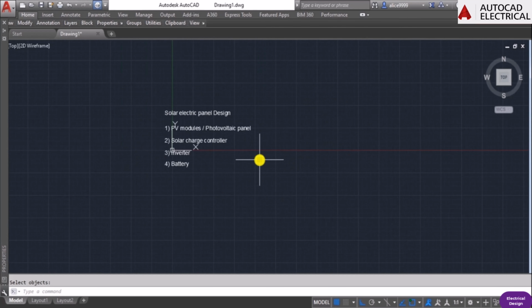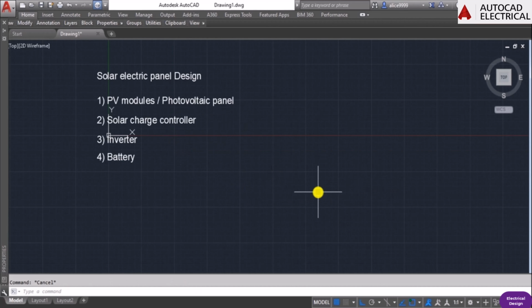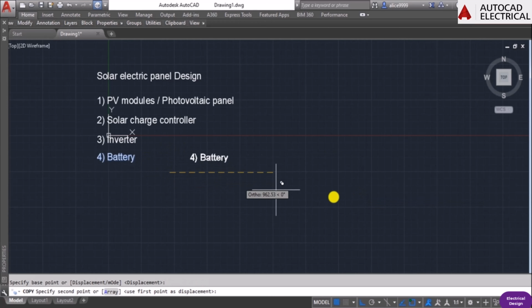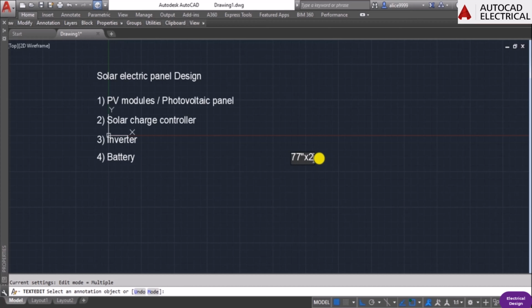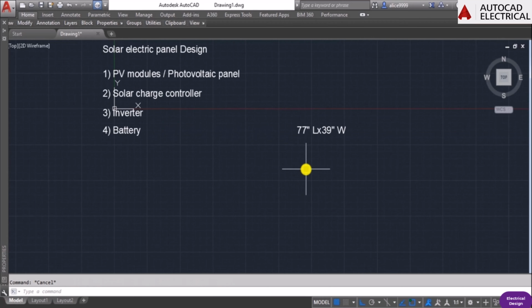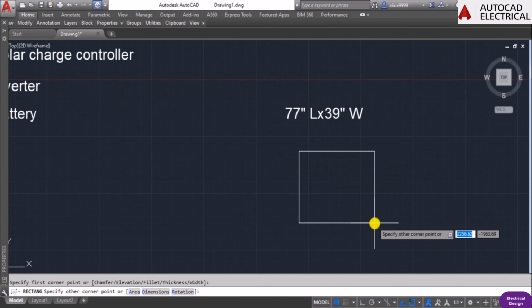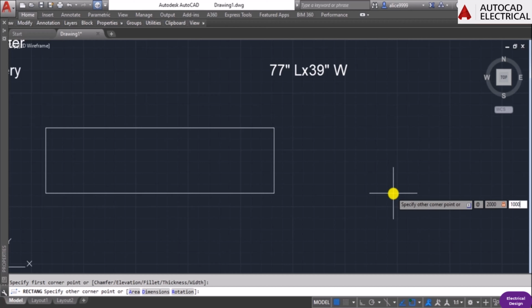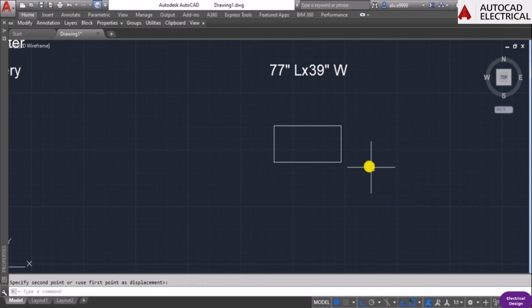For that, I need to design the solar electric panel. For example, the standard size of a solar electric panel is 77 inch by 39 inch. 77 inch is the length, whereas 39 is the width of the solar electric panel. 77 inch is approximately 2 meter and 39 inch is approximately 1 meter. So I will design the solar electric panel in the metric system, that is 2 meter length and 1 meter width. So this is a typical solar power panel.